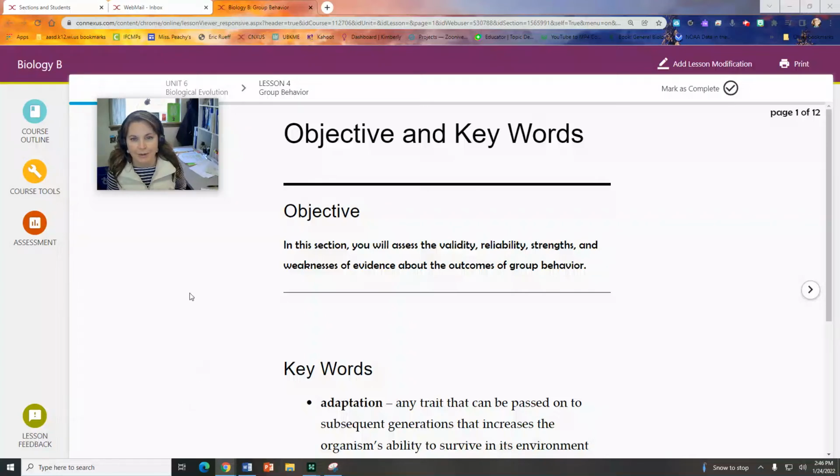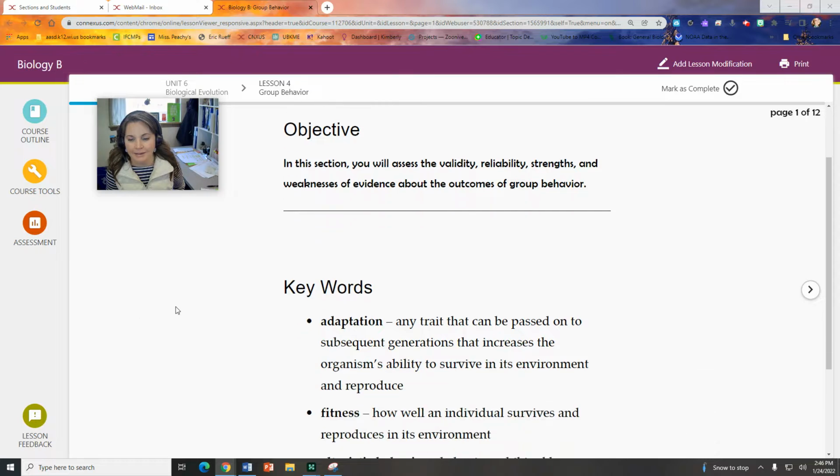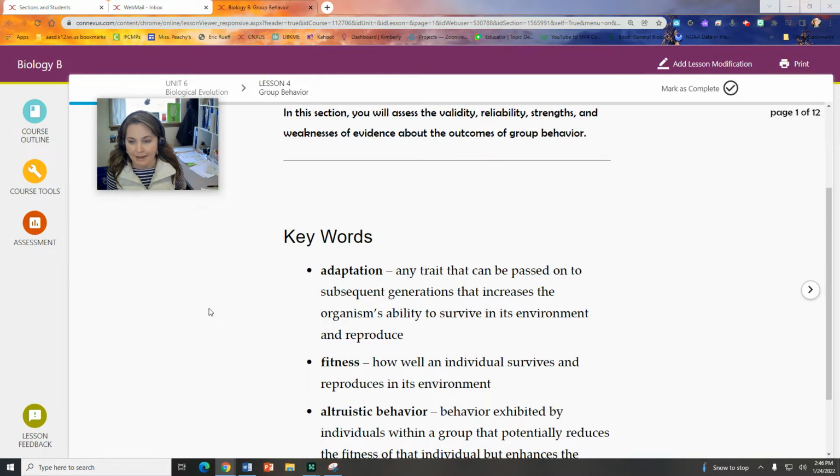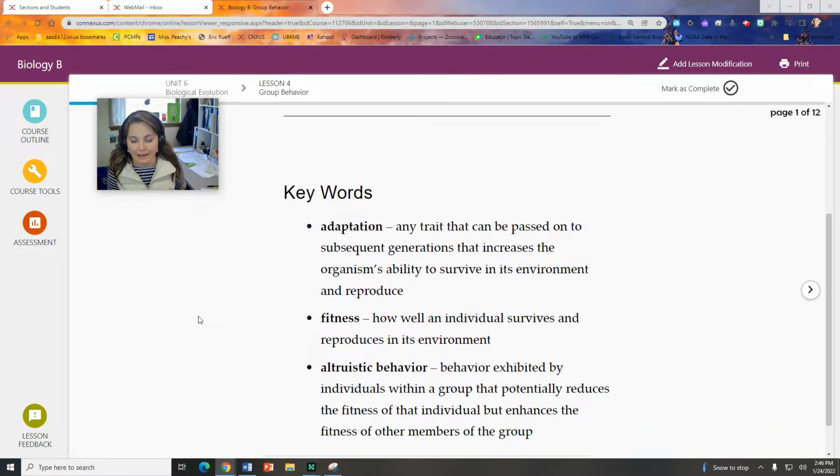We are doing Unit 6, Lesson 4 on group behavior today. And our key terms are adaptation, fitness, and altruistic behavior.